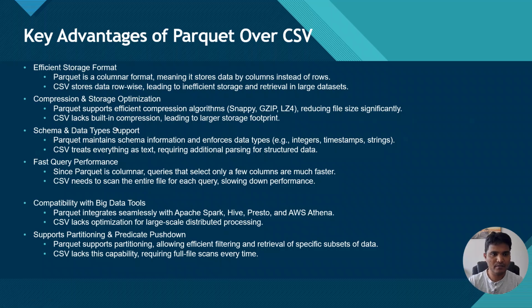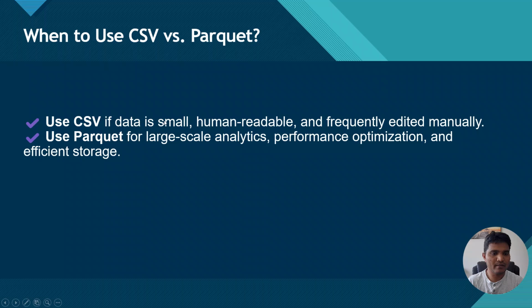And next, I made a point of when to use CSV and when to use Parquet. Use the CSV if data is small and human readable, and also the file is updated frequently. It's better to go for the CSV file format. And if the analytics is at a larger scale and you're concerned about performance as the file is growing bigger, more data is added, and you want efficient data storage, then the Parquet file format is the better option.